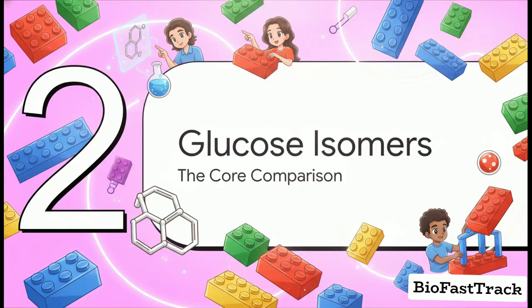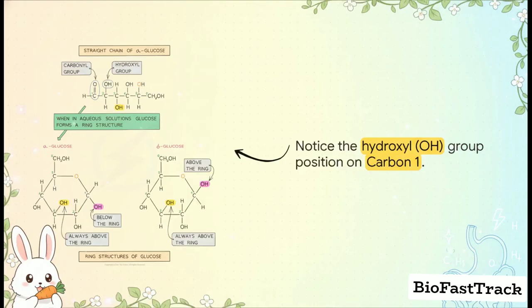Moving on to Section 2, the core comparison of glucose isomers. Let's see how this all builds up, because even a single Lego brick can come in slightly different, critically important shapes. Now, focus your attention entirely on carbon 1 in this comparison. Look really closely at these two ring structures. On one side, the hydroxyl, or OH group, is tucked completely below the ring. That's your alpha glucose. But on the other side, it's sitting above the ring. That's beta glucose. Now, this isomer structural shift might seem like a tiny, almost insignificant change, but actually it has massive biological consequences for both plant and animal life.